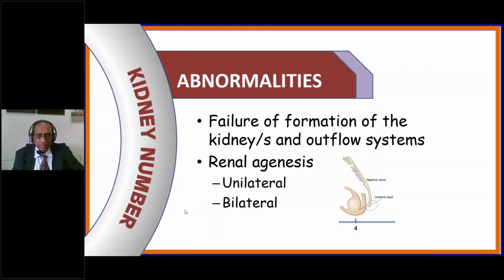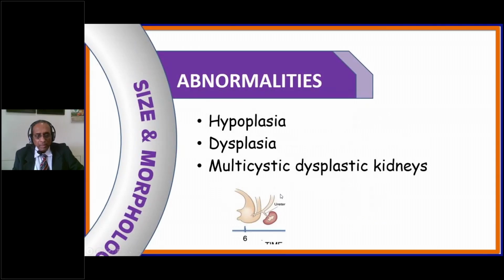Renal abnormalities can be classified as those with kidney number, where there's a failure of formation of the kidneys and outflow systems. Classical examples here are renal agenesis, which could be unilateral or bilateral. Renal size and morphology abnormalities are renal hypoplasia and dysplasia, and multicystic dysplastic kidneys.